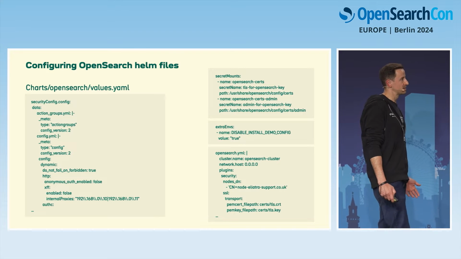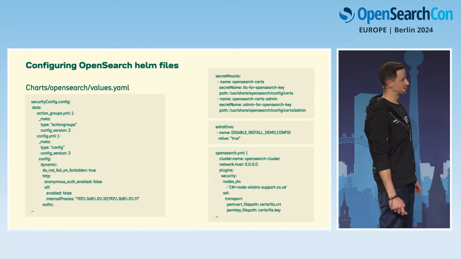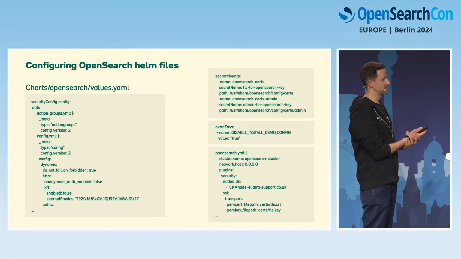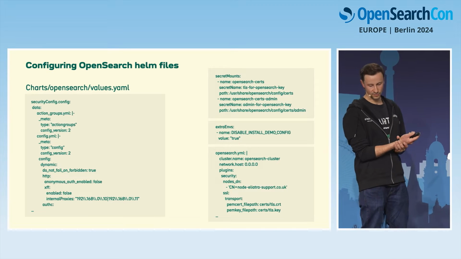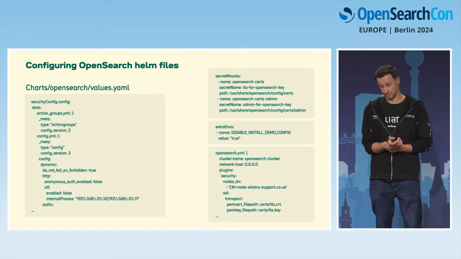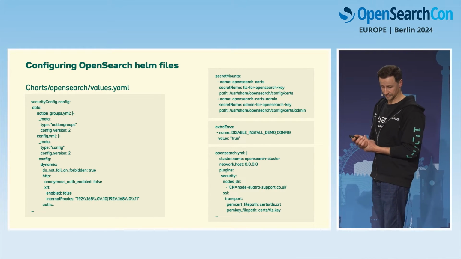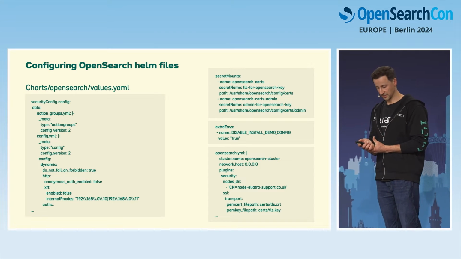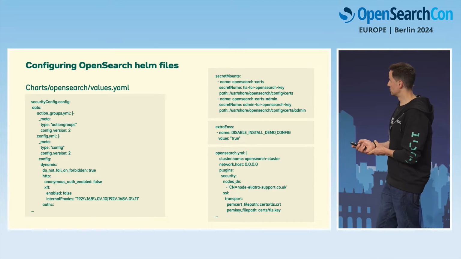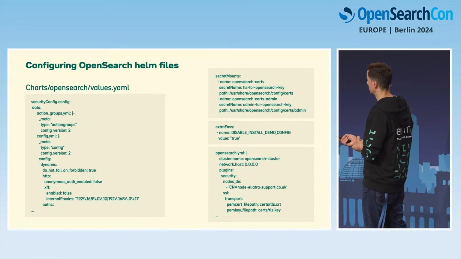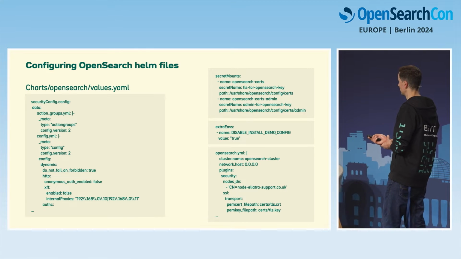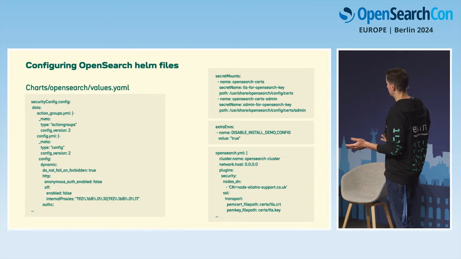And then last but not least, of course, is the opensearch.yaml file. This is the usual configuration that I'm sure you're familiar with. You add everything that you want, all the DNs, all the security plugin, everything that goes into the opensearch.yaml file. So one file to rule them all.